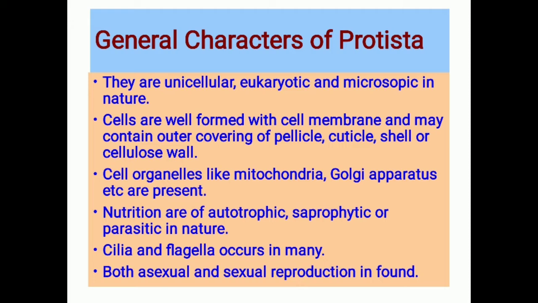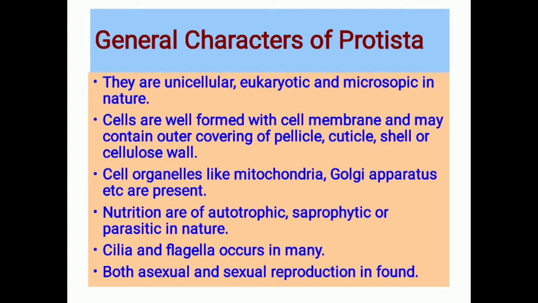Here a very important point is that the cell wall is made up of different substances. When it is made up of some proteins, then it is called as pellicle. When it is made up of a fatty substance called cutin, it is called as cuticle. If it is made up of a hard calcareous shell, then it is called as shell. And if it is made up of cellulose like that of a plant cell, then it is called a cellulose cell wall. So different kinds of Protista bear different outer coverings.